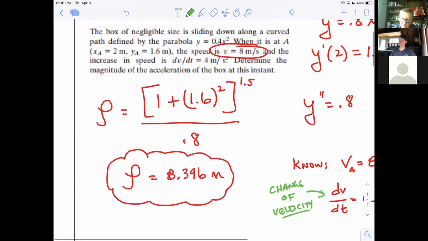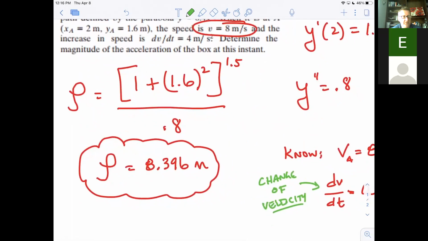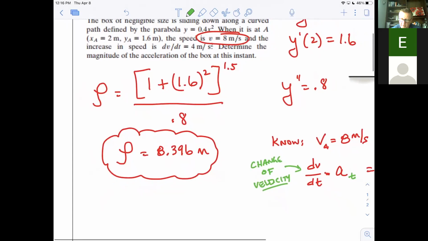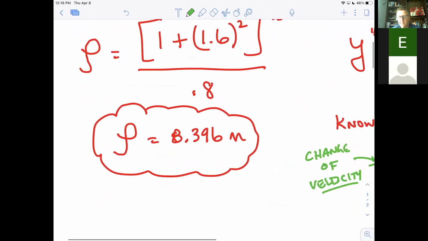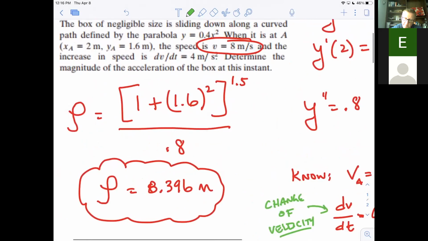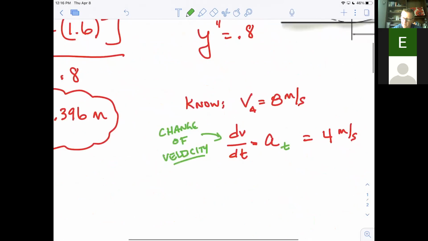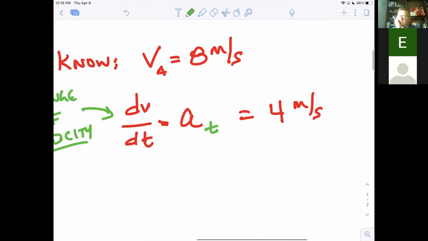Finally, I get to the question: determine the magnitude of the acceleration of the box at this instant. So now I'm thinking, I found the radius for nothing. I found rho for nothing. Because they didn't even ask me for that. But they said, determine the magnitude of the acceleration of the box at this instant. Well, didn't they just tell that to me? It's 4.